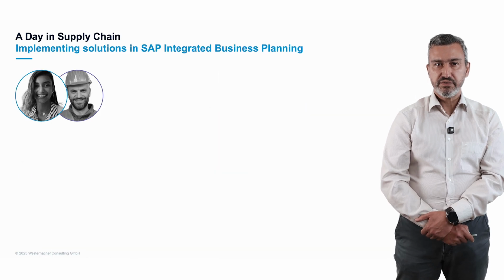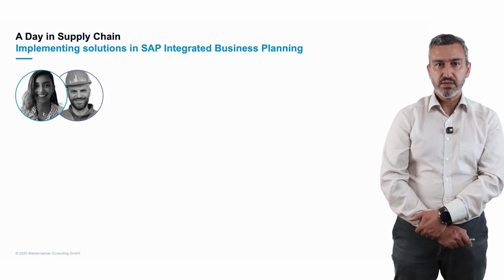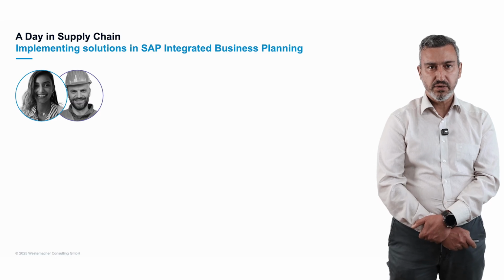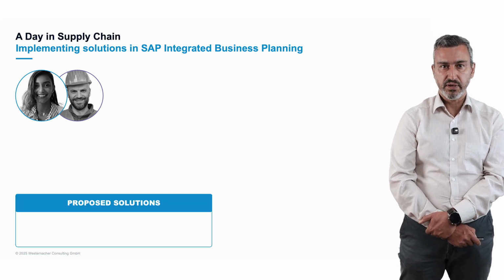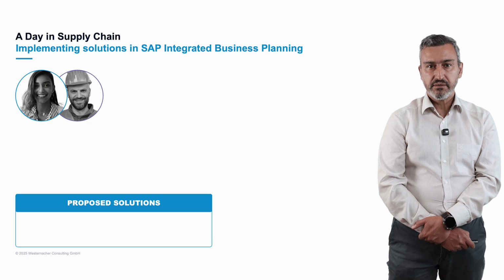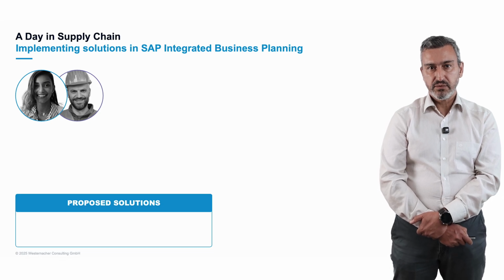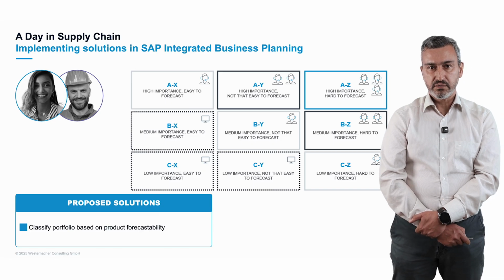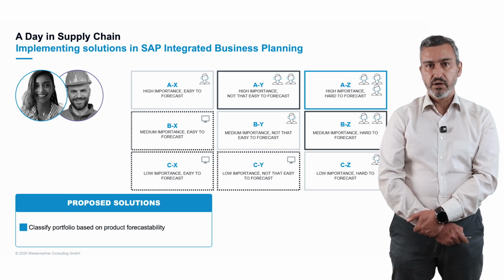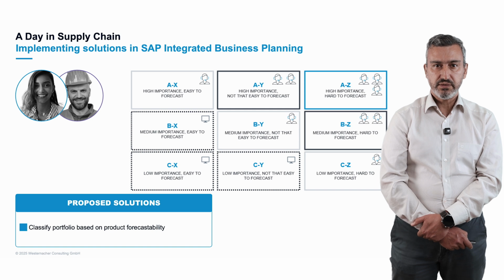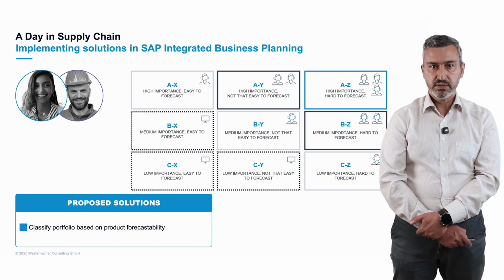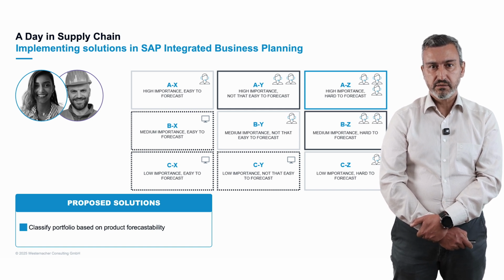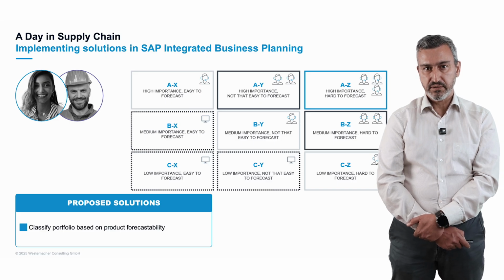Pete then talked with Jean. He talks about his findings and the potential solutions that they could think of. They agree that the best thing to do is to classify their portfolio based on the value of the different products and SKUs and based on their product forecastability.